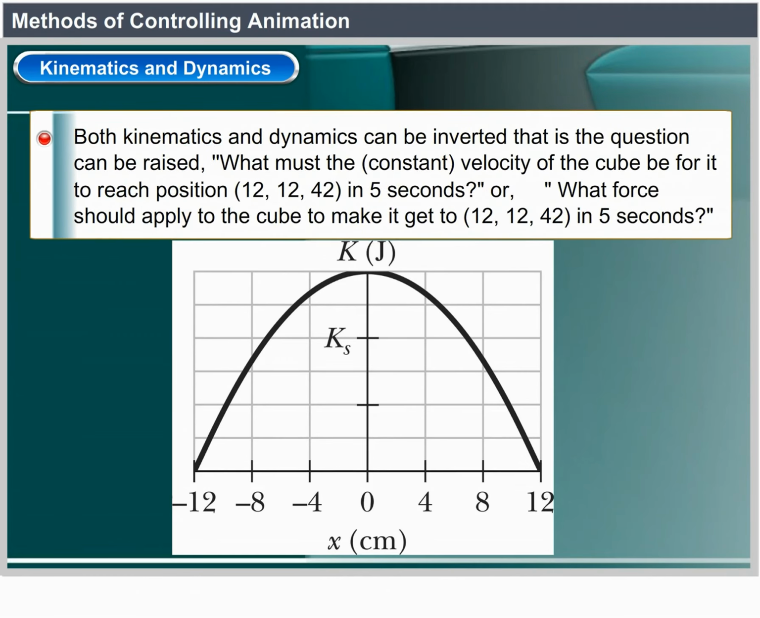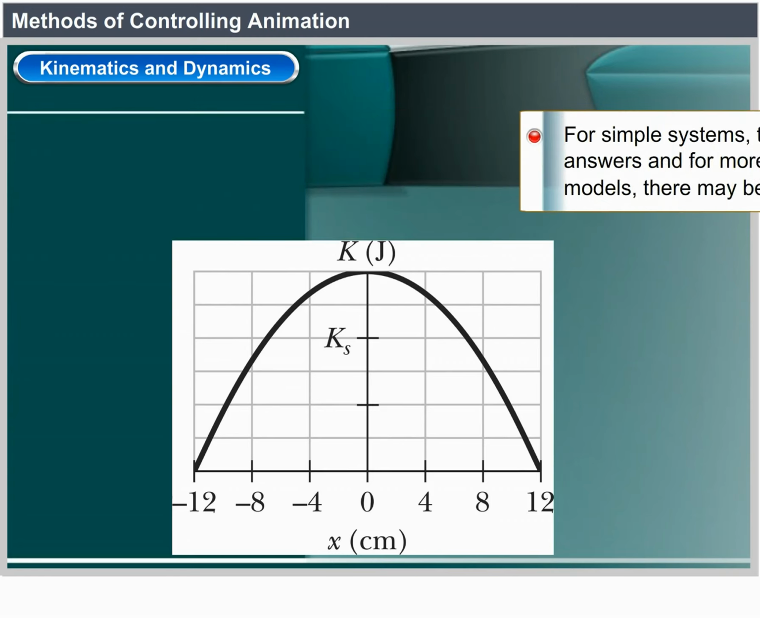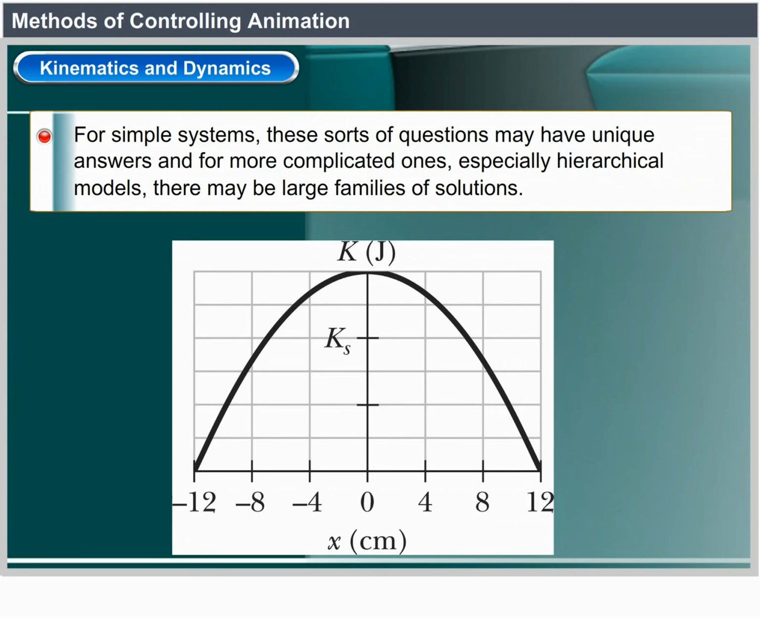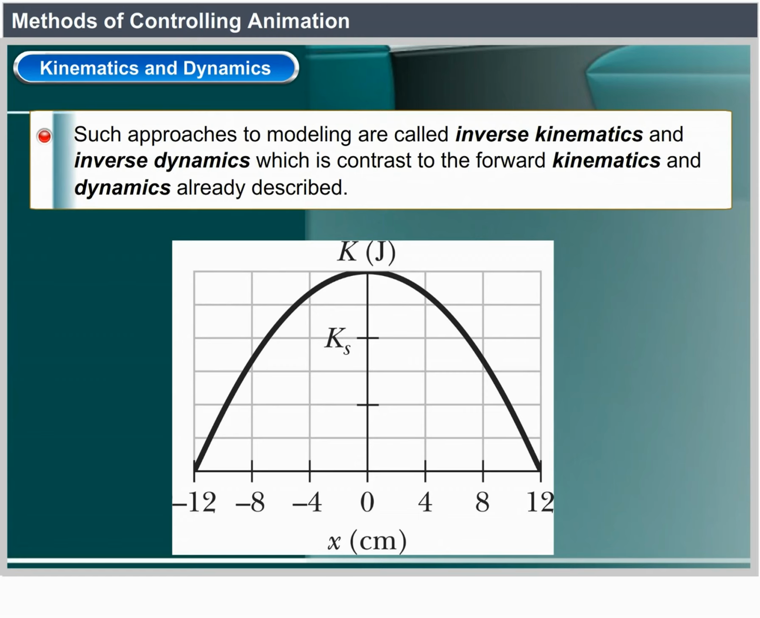Both kinematics and dynamics can be inverted. That is, we can ask the question, what must the constant velocity of the cube be for it to reach position 1242 in 5 seconds, or what force must we apply to the cube to make it get to 1242 in 5 seconds. For simple systems, these sorts of questions may have unique answers. For more complicated ones, especially the hierarchical models, there may be large families of solutions. Such approaches to modeling are called inverse kinematics and inverse dynamics, in contrast to the forward kinematics and dynamics already described.